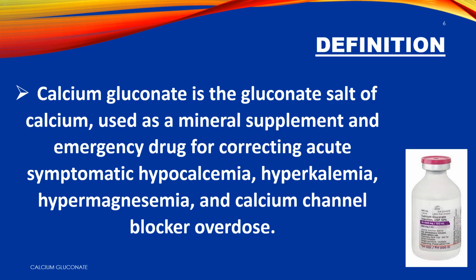5. Hyperkalemia. It helps stabilize cardiac membranes in cases of high potassium levels, reducing the risk of arrhythmias. 6. Hypermagnesemia. Calcium gluconate acts as an antidote to counteract the effects of excessive high magnesium levels. 7. Calcium channel blocker overdose. It is used to treat overdoses of calcium channel blockers, helping restore normal heart function and blood pressure.